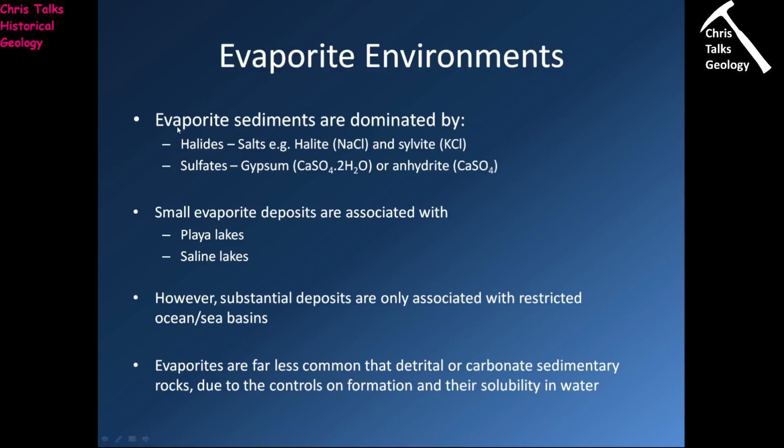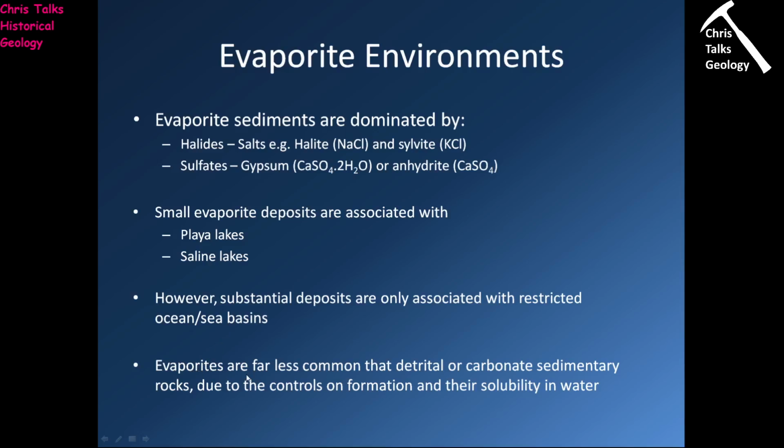Okay, and so when we start seeing large concentrations of either halite or gypsum, we begin to instantly start thinking, right, we're probably looking at some kind of evaporite deposit. Now you can get smaller evaporite deposits associated with playa lakes and saline lakes, but these are environments that tend to form on the continents, and so they are obviously not technically considered marine. So most of the time, marine environments will tend to be slightly larger, and they'll tend to give us bigger concentrations of evaporite minerals. So if we want to form a substantial deposit, we can only really do that if we form a restricted body of water, which is an ocean or a sea basin of some kind.